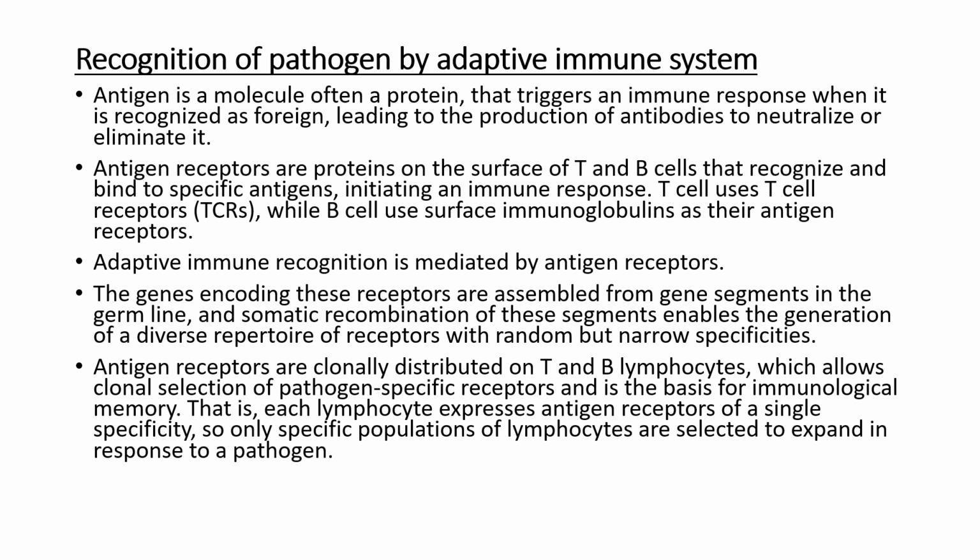Antigen receptors are clonally distributed on T and B lymphocytes, which allows clonal selection of pathogen-specific receptors and is the basis for immunological memory. That is, each lymphocyte expresses antigen receptors of a single specificity. So, only specific populations of lymphocytes are selected to expand in the response to a pathogen.